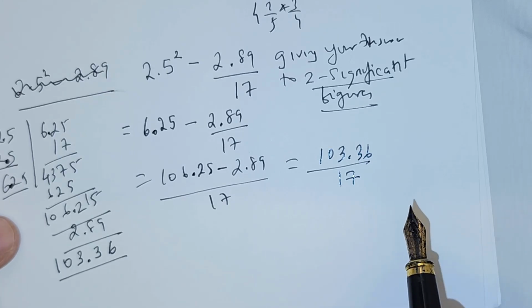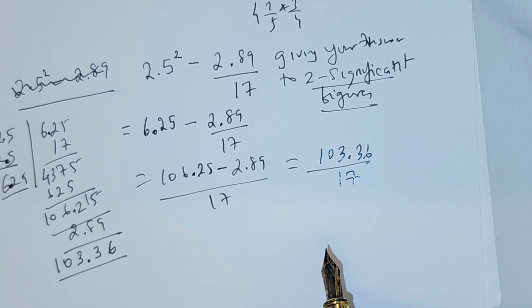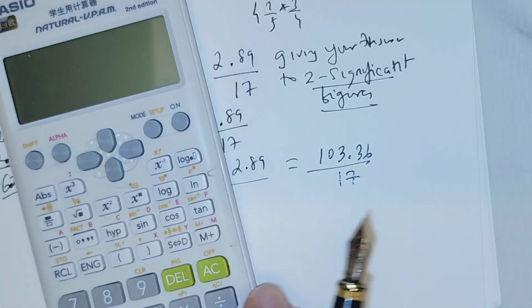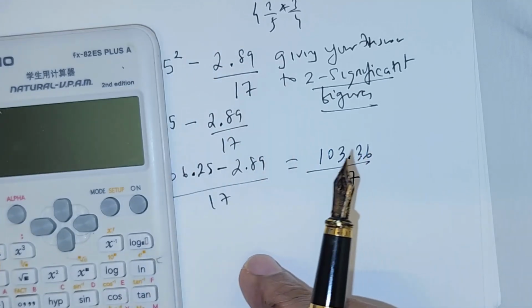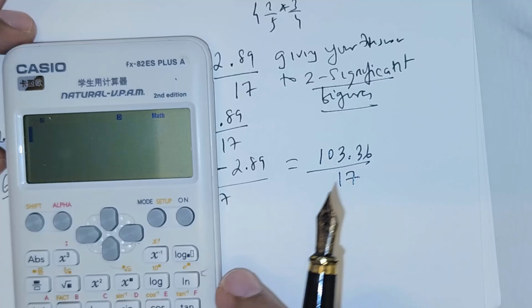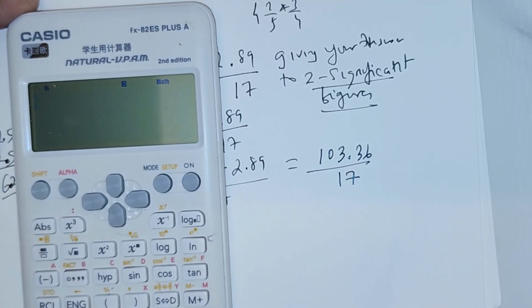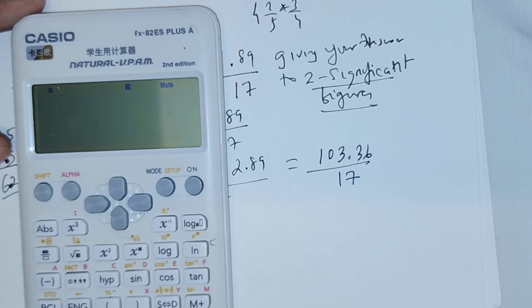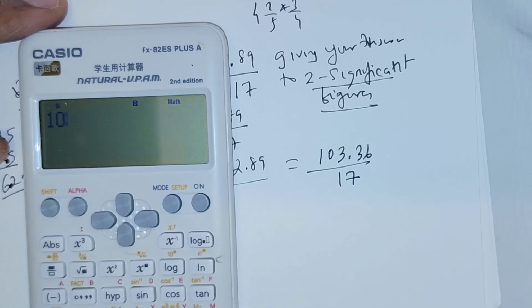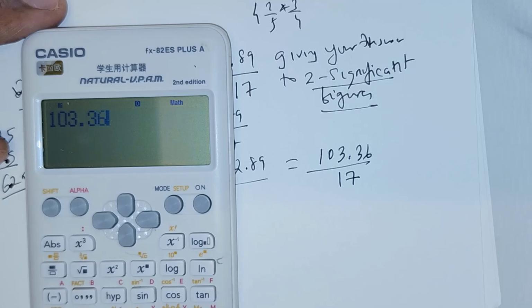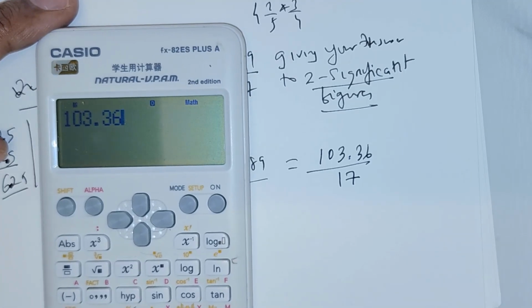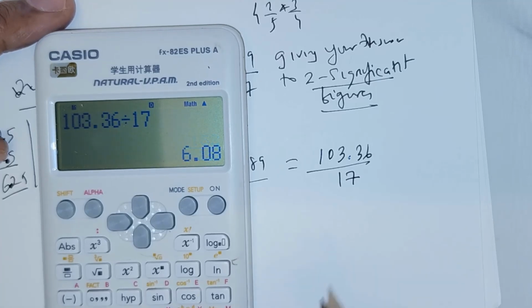No. Now what we have to do is divide. You can use your calculator. For this entire question you can use a calculator, but I just want to perform some numerical evaluation by hand, so that's why I did that. You can also practice this because it always improves your mental arithmetic abilities. So 103.36 divided by 17, this is what you're getting.